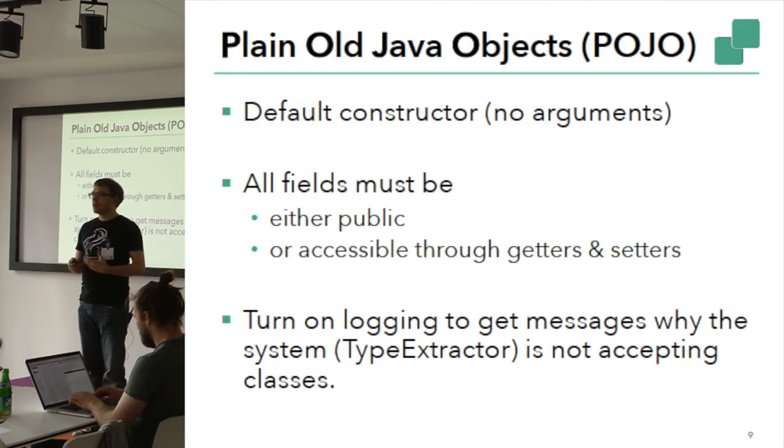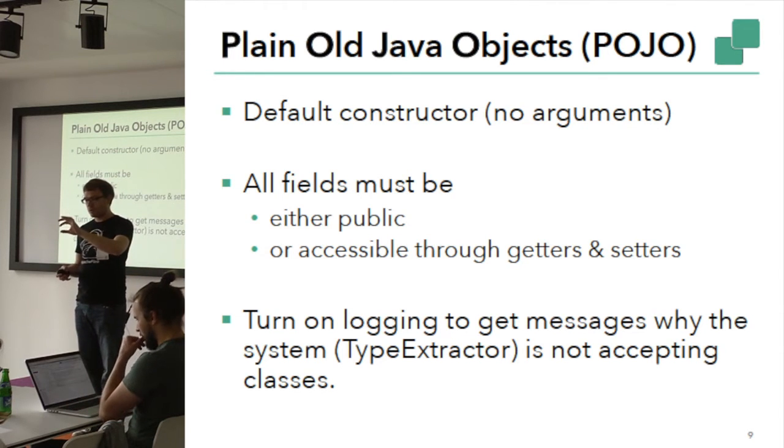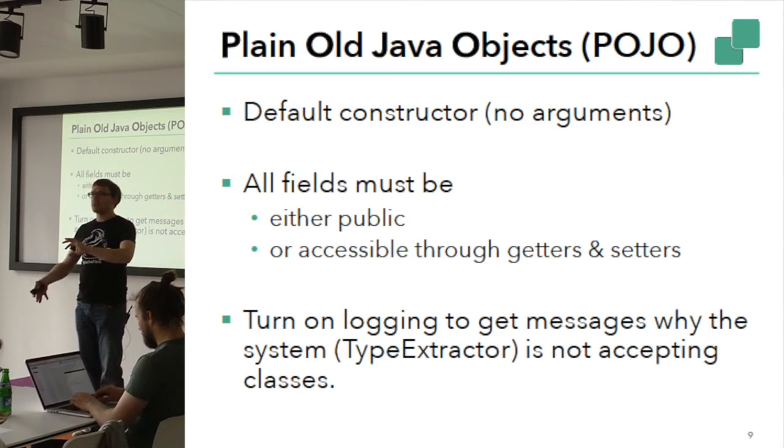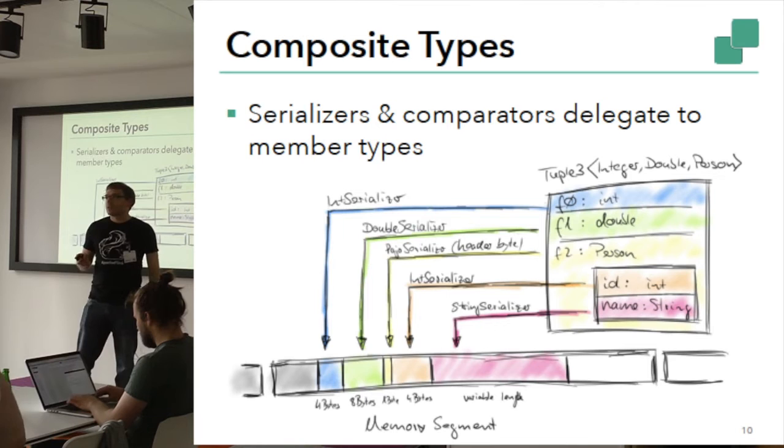So it won't go through a generic serialization framework like Kryo, but instead serialize the member variables, each of the member fields of the POJO, by itself using custom serializers, which then also allow us to do binary operations on these fields. So this is an example for that.